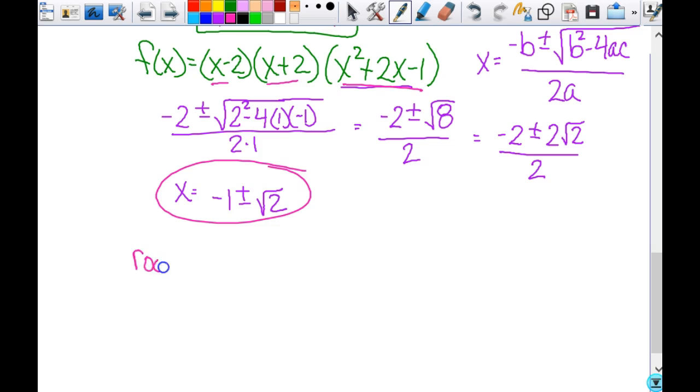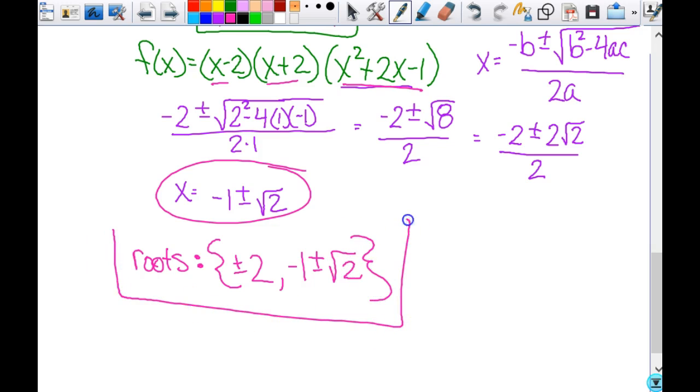So my actual roots that are my answer, I can just put plus or minus 2, right? Because it's a positive and a negative 2. So I can put it together like that. And then negative 1 plus or minus the square root of 2, and there's all 4 of them. None of them are imaginary.